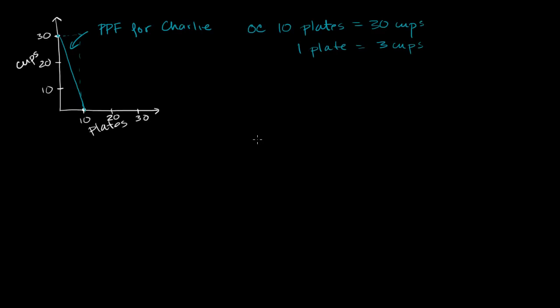Now that's fair enough. Now let's think about another producer in this market for dinnerware. Let's call her Patty. If Patty focused all of her time on cups, she could produce 10 cups in a day. And if she focused all of her time on plates, she could produce 30 plates in a day. And she also has a linear production possibilities frontier. So that right over there is the PPF for Patty.